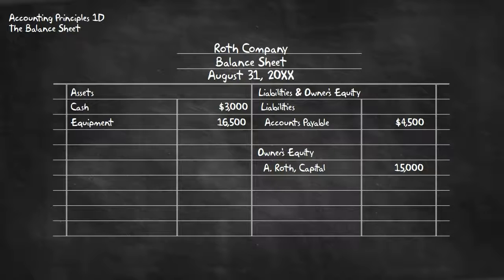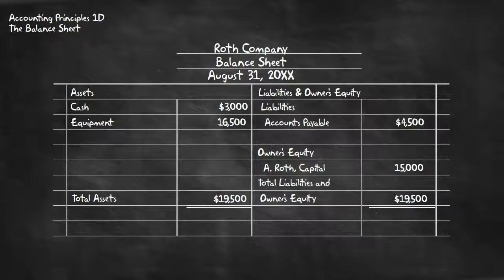Now I'll create my total lines. I'll create a total line for total assets on the left and a line for total liabilities and owner's equity. I put a single line above the total to show I am adding the above numbers. I then complete the calculation to add the total assets, which is $19,500, and then I add the liabilities and equity to get their total, which is $19,500. To show these are totals, I place a double underline beneath them.